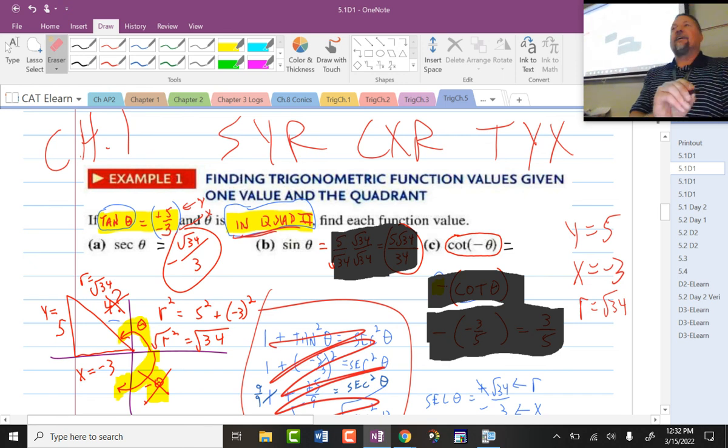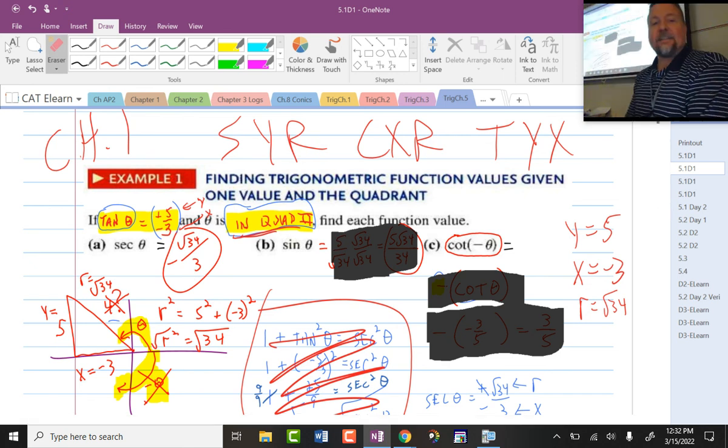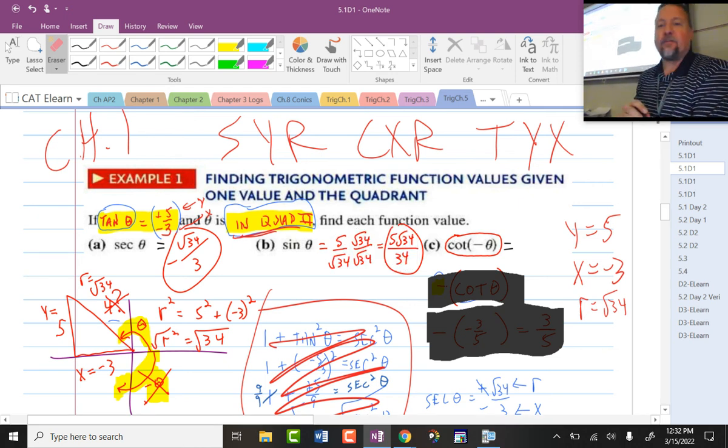What's sine of theta? Noah, what's the answer? What letter over what letter? Sine is Y over R. Boom, 5 over root 34.